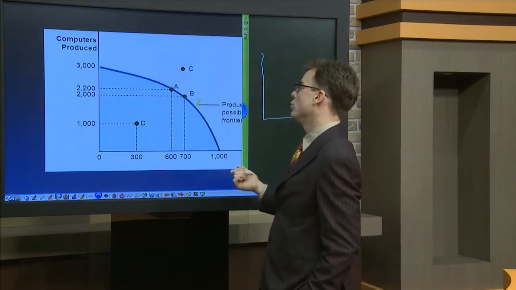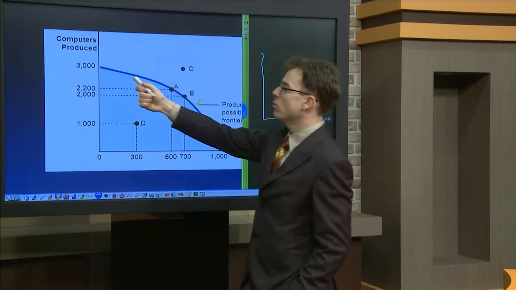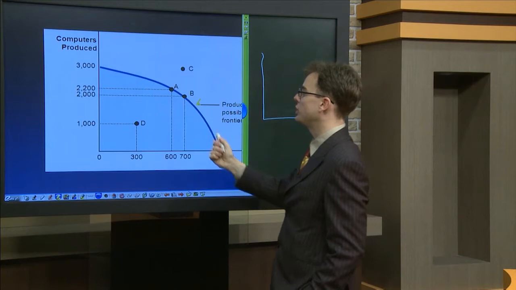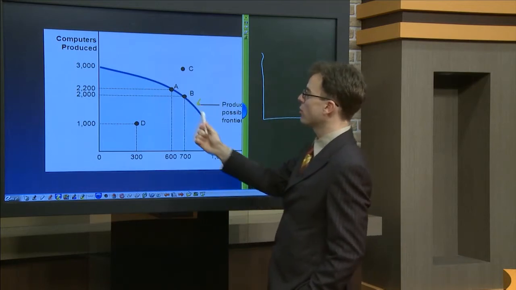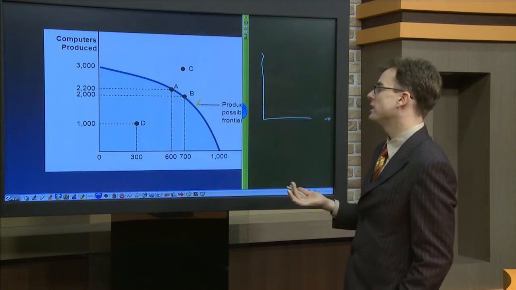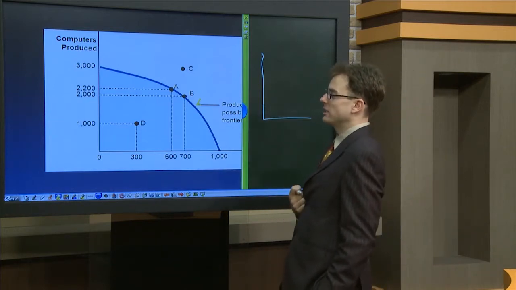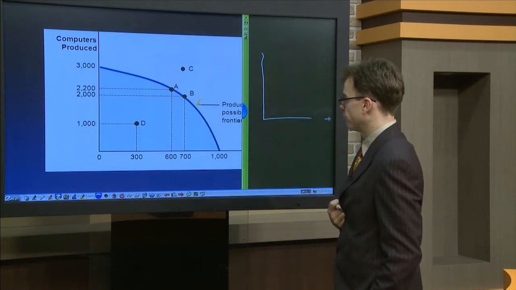Another thing to point out about production possibilities frontiers is that they don't always have to have this particular shape. This particular shape of a production possibilities frontier implies something about the particular production process taking place.